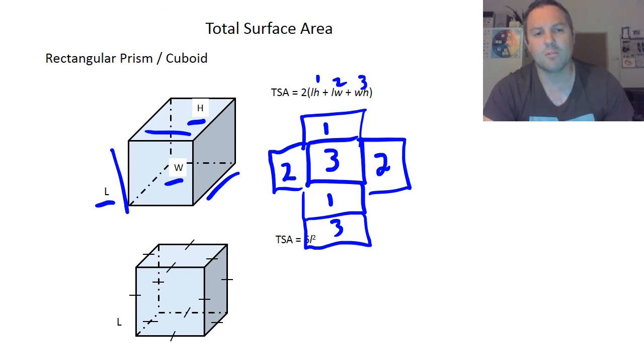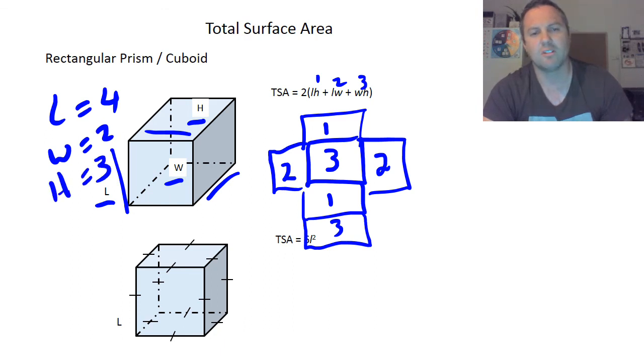So what we're going to do is we're going to make length maybe 4. We'll take width, which can be 2, and we'll make your height 3. Nice and simple numbers. So what we're going to do is substitute these numbers into this equation. So we're going to rewrite it: 2 times length times height. So we know length is 4 times height, which we set as 3. We're going to have a plus, so we're going to just put that in a bracket just to make it easy. We're going to have length times width, so 4 times 2.